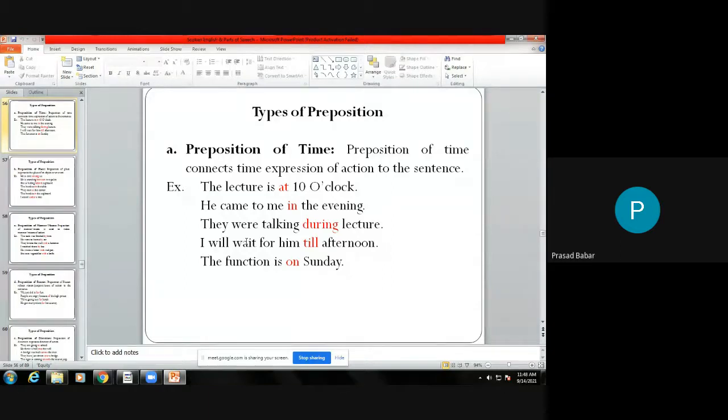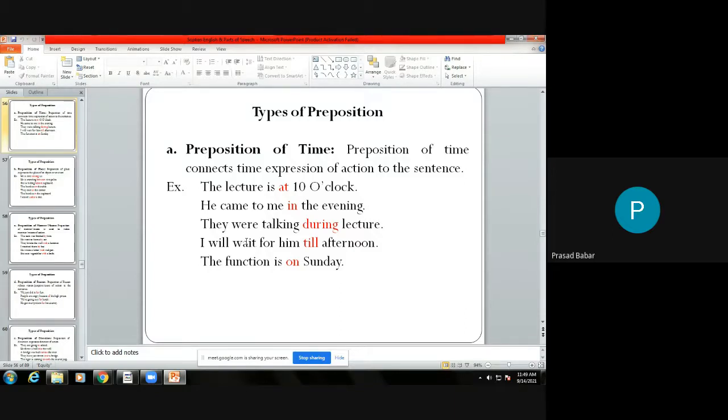Then the next is: he came to me in the evening. So here "in" is the preposition of time, because it is showing the timing of that person, at what time he came towards the speaker. He came to me in the evening. Here "in" works as a preposition of time.